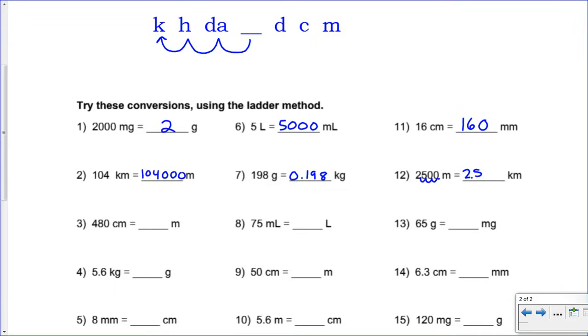Problem number 3 down here. This is going from centimeters to meters. So centi starts here. We're just bumping 2 spots over, going to the left. Same thing here then. We'll put the decimal place there, jump over 2 spots. We get 4.8.